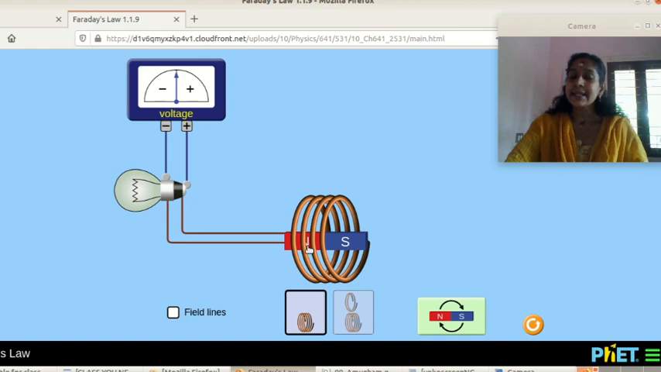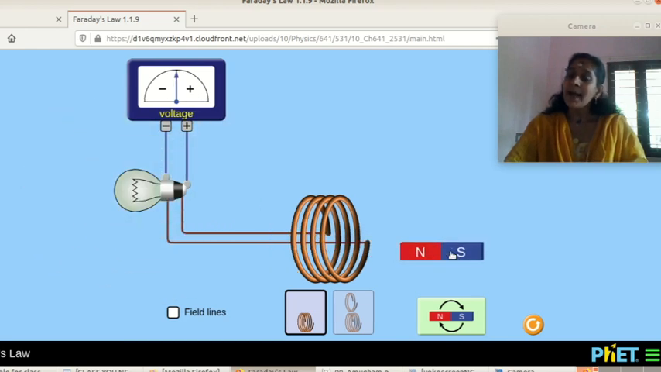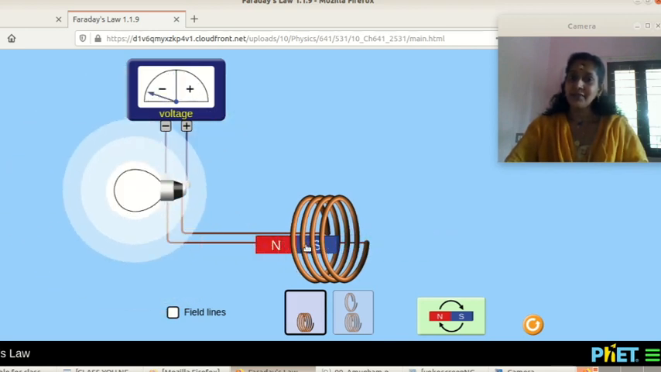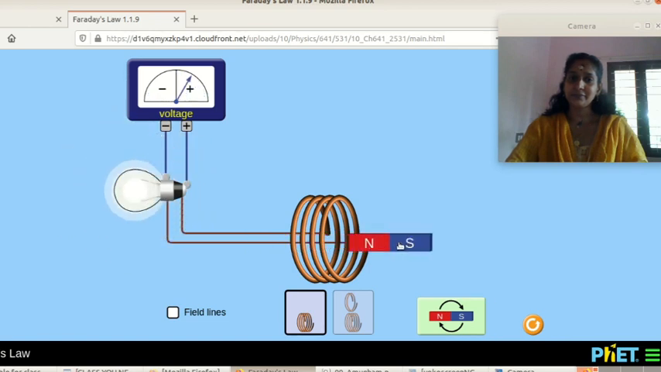When the magnet is kept stationary inside the solenoid, there was no deflection. Bulb doesn't glow. The magnet is kept outside the solenoid. That time also there was no deflection. If the magnet is moved, or if the solenoid is moved, then there will be deflection.